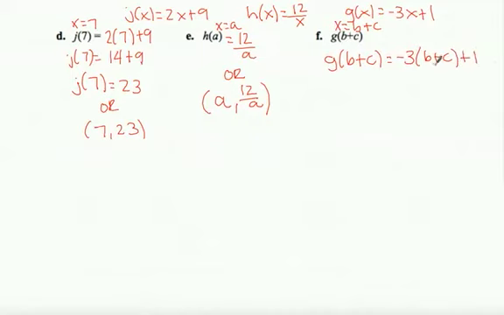In order for me to figure out what that would be equal to, I'd need to take this -3 and distribute it to everything inside, which means I would have -3b minus 3c plus 1. And because I can't simplify that down anymore, my answer would be g of b plus c equals -3b minus 3c plus 1.